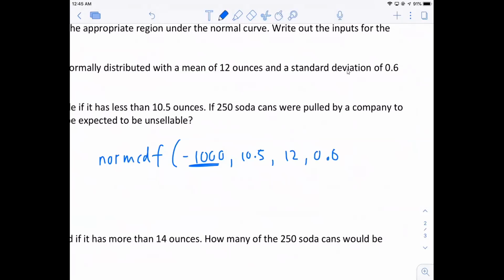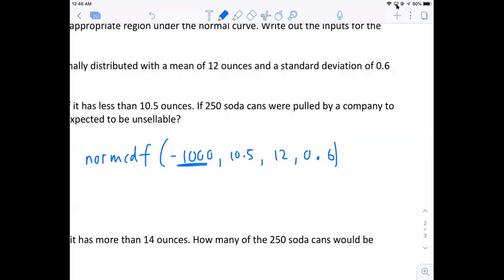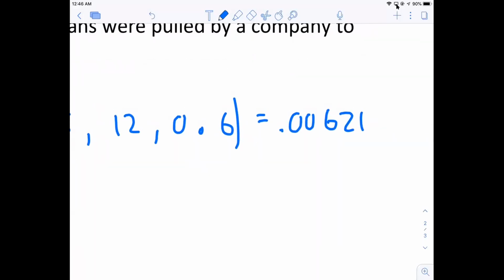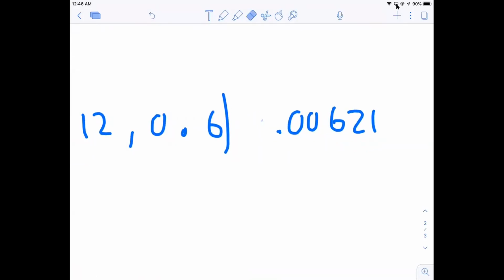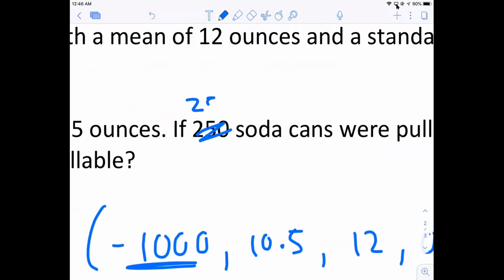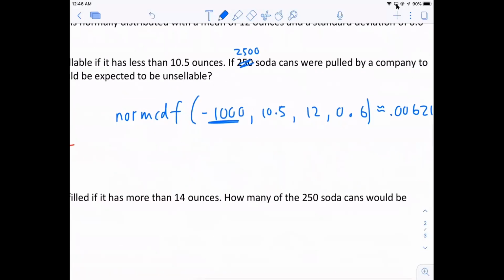You type that in your calculator, and you are going to get 0.00621. That's rounding, right? It's 0.0062096 something. So approximately this. So yeah, let's change this to 2,500 soda cans. It'll be 2,500 on your notes.